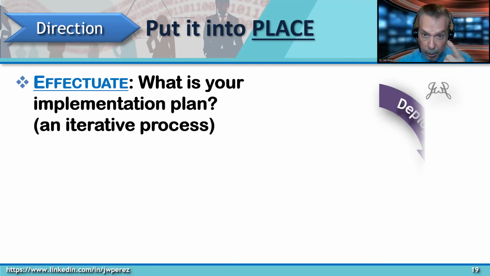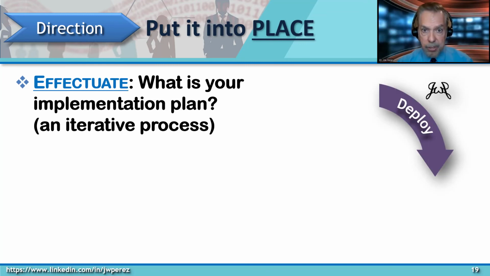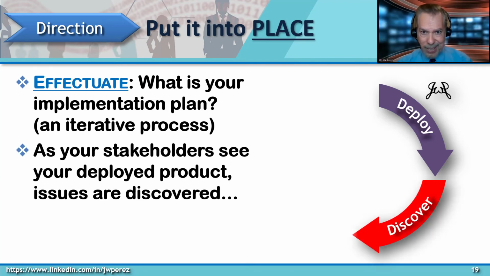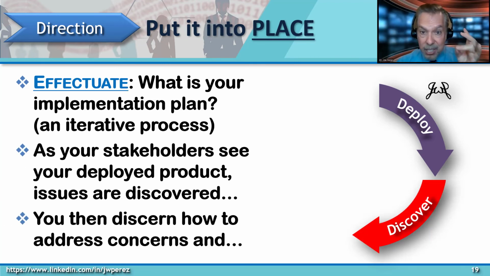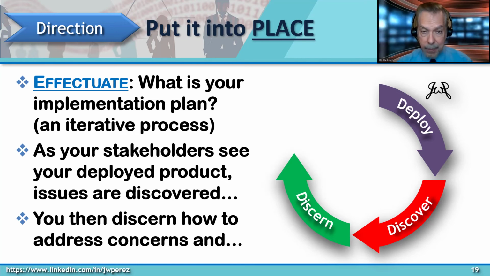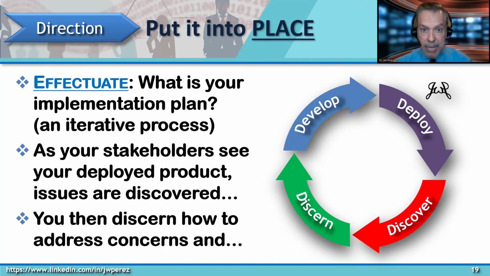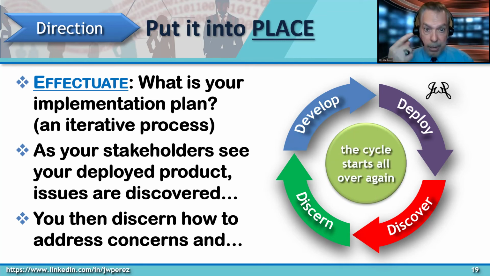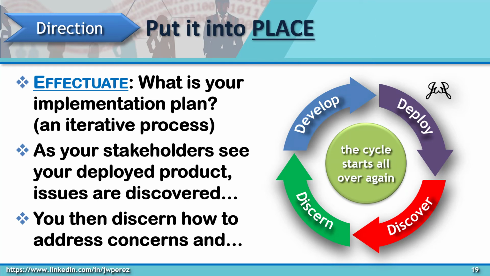You start off by deploying your solution using whatever organizational protocols and methodologies you already have in place. As your stakeholders start using the solution, they'll discover issues. You then analyze those issues and discern the right course of action to address them. Then you start developing the remediation for those issues. And guess what? The cycle starts all over again. Deploy, discover, discern, and develop. And hopefully, you'll improve upon your solution with each iterative cycle. Now, that, my friends, is an effective direction because it leads to progress.